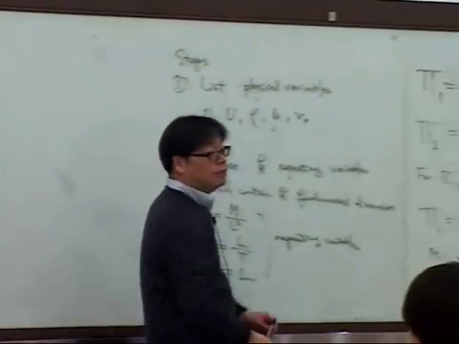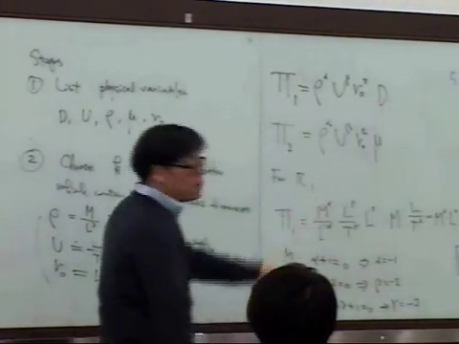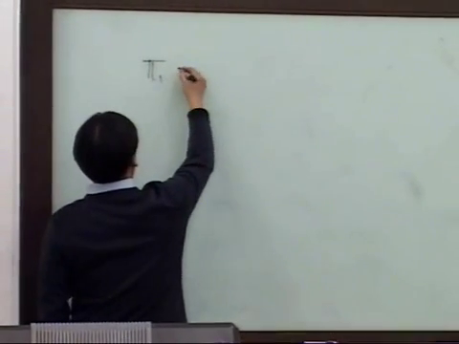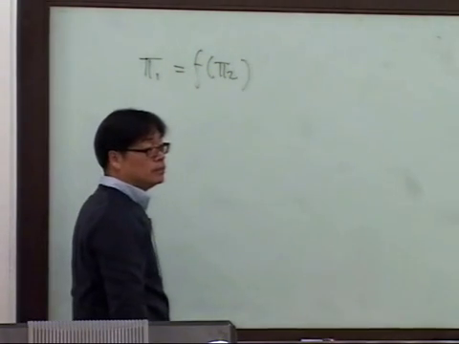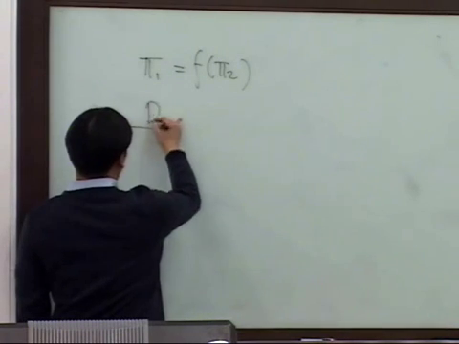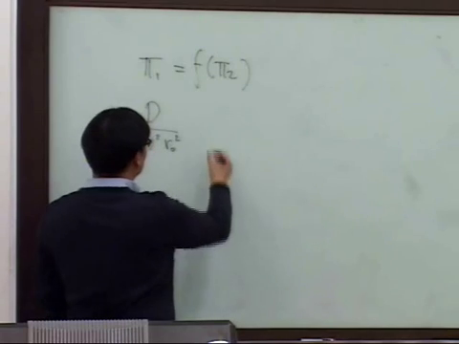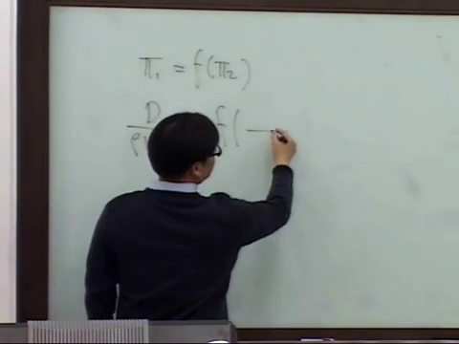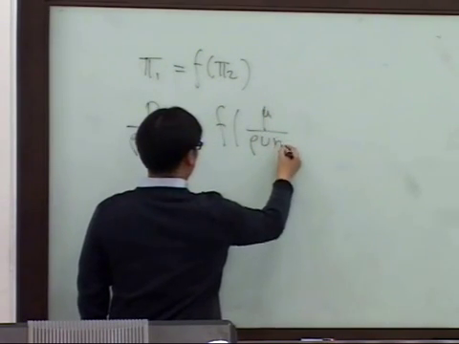So any questions so far? And then Buckingham's pi theorem says pi 1 is a function of pi 2. Okay? So what is pi 1? Pi 1 is drag divided by rho u square r naught square, which is equal to a function of mu divided by rho u r naught.